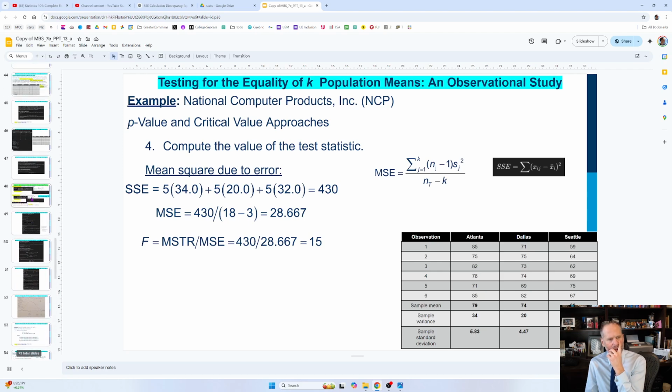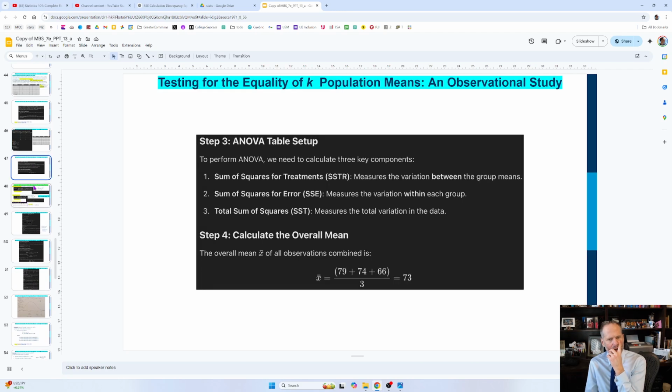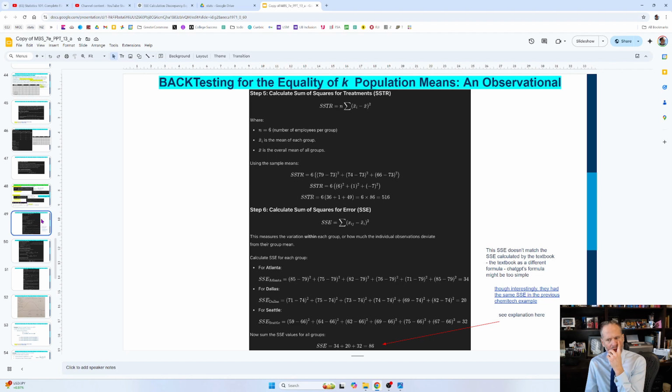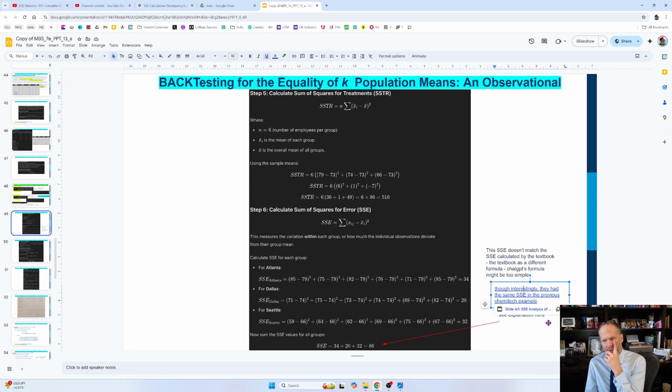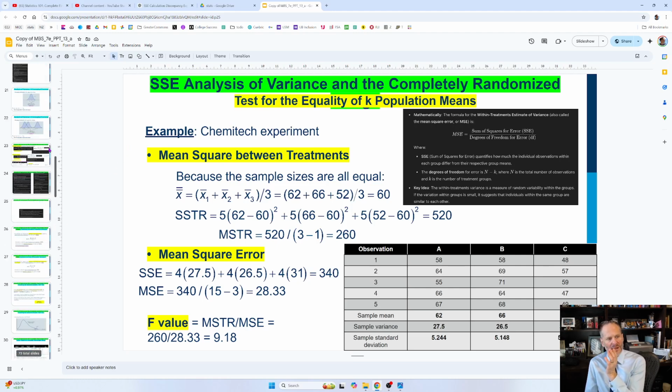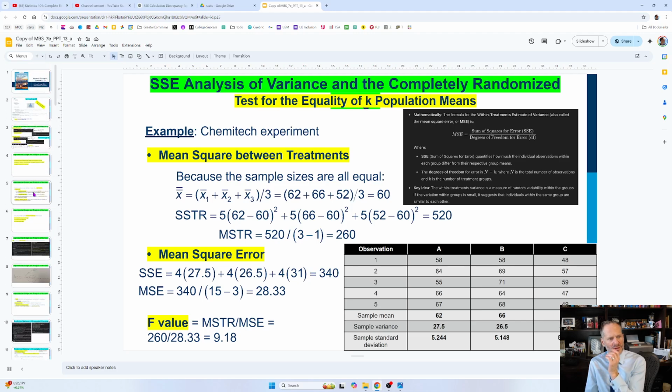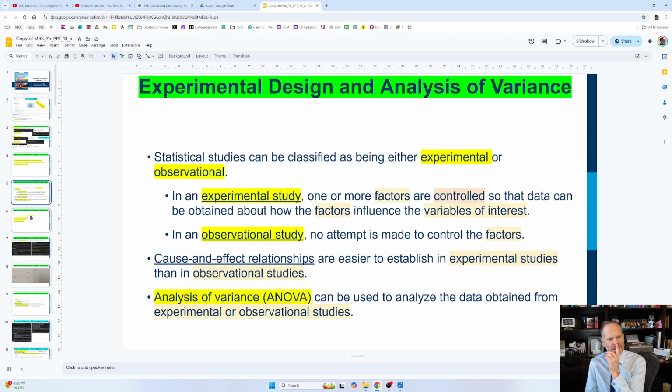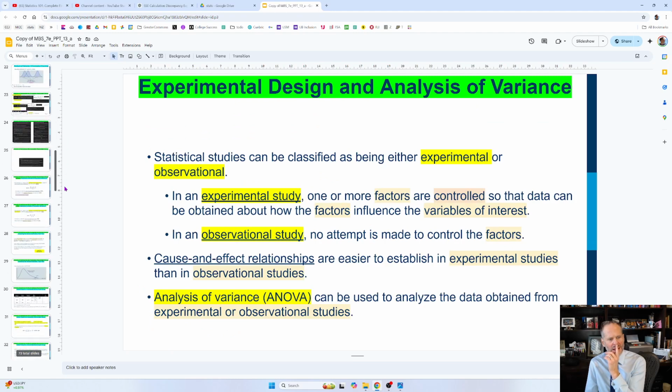It'll be easier for me just to click here on the notes, and I've just got to find it right here. Oh, I never clicked to see the explanation there. We'll see where this takes us. And so here in the previous one, which is for the Chem Tech, which was the assembly times, it's for the experimental design as opposed to an observational study, right?